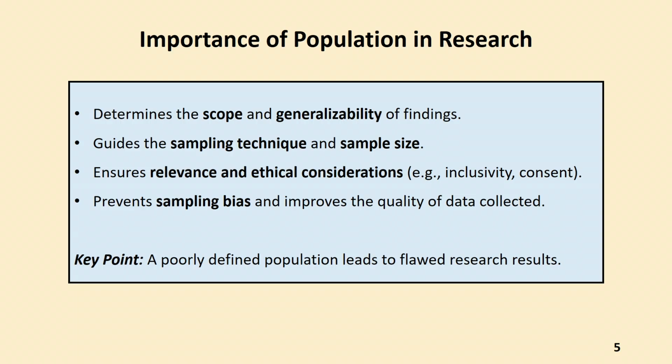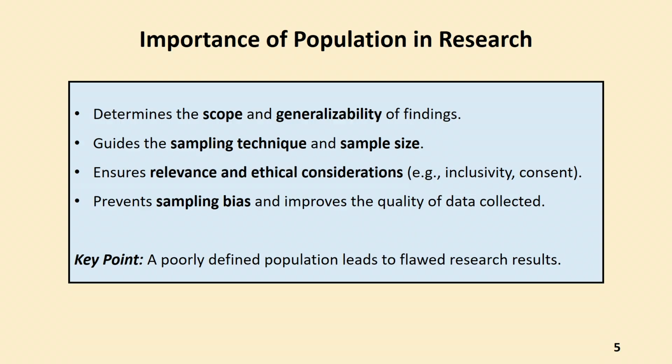Importance of population in research. Now this is also very important to understand, as a researcher, how you will understand and define your population and understand its importance. So let us see here. It determines the scope and generalizability of the findings. Second, it guides the sampling technique and sample size. Third, it ensures relevance and ethical consideration, for example, inclusivity or consent. And last, it prevents sampling bias and improves the quality of data collected.